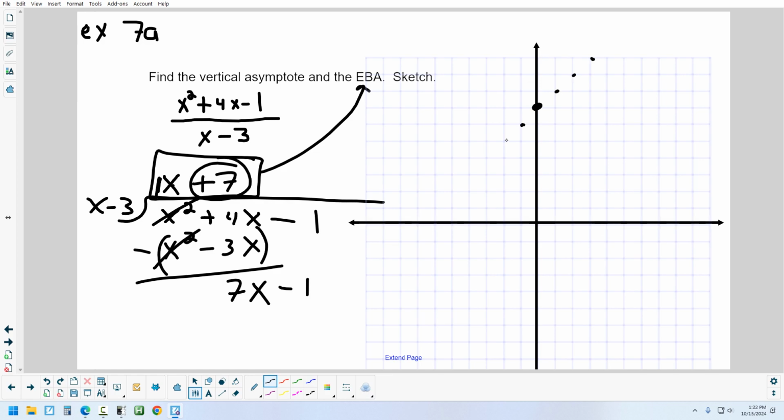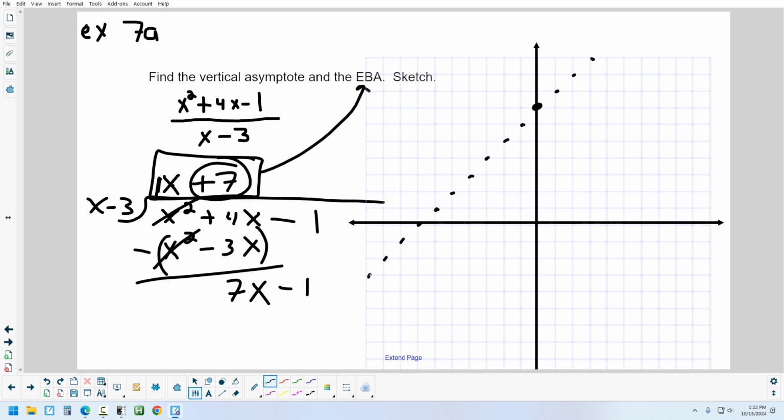And I'm just going to put this in as a dotted line right there. So my graph needs to be getting closer and closer to that dotted line as I draw it. Just like it was getting closer and closer to the parabola, it's going to get closer and closer to that.